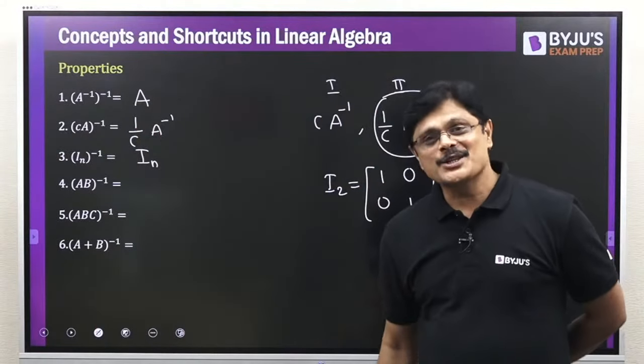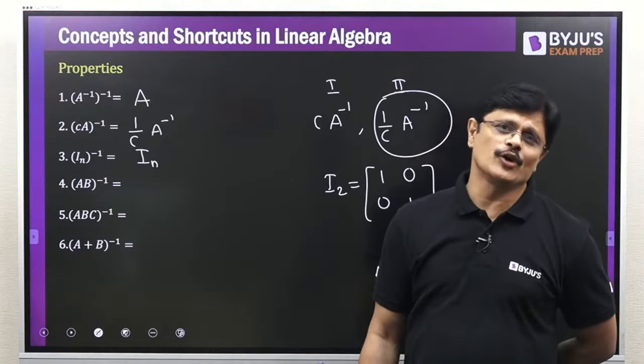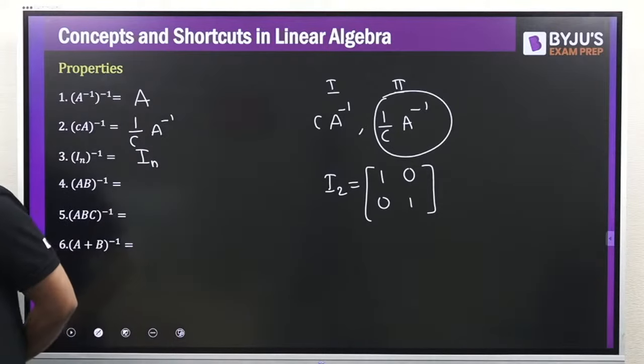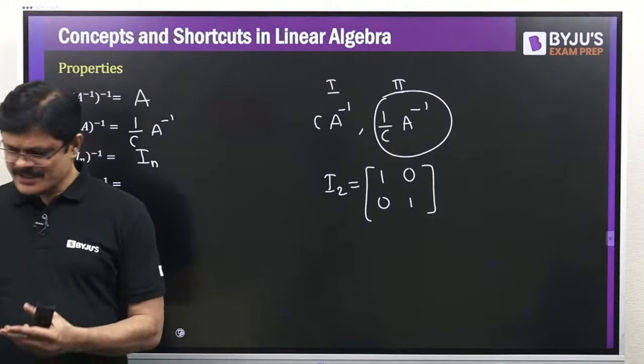Okay. The next one, AB whole inverse. What is AB whole inverse? Oh, wonderful, Kruti. Perfect, perfect. And identity, perfect. Next one. Who is answering? Yeah, I'll just keep your comments here.